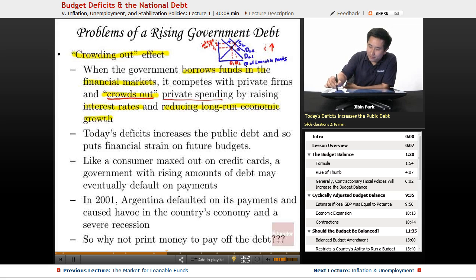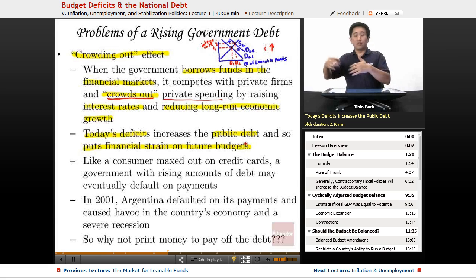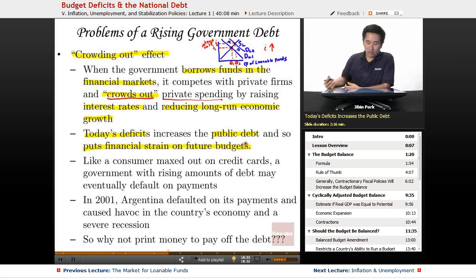So today's deficits increase the public debt, and so it puts financial strain on future budgets. If you're constantly running a budget deficit year in, year out, then there's going to be strain on the future. There's an opportunity cost because future payments that could be made elsewhere are going to be made on the interest on the debt. And so this is the opportunity cost of deficits.